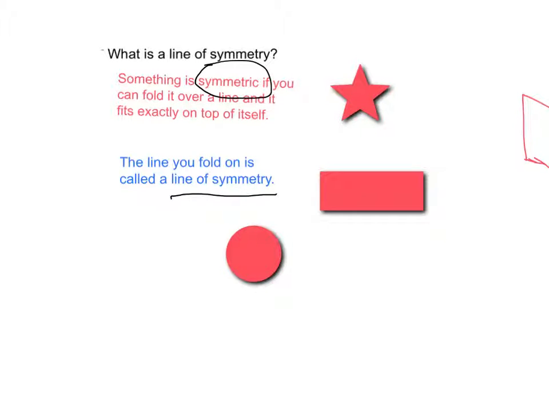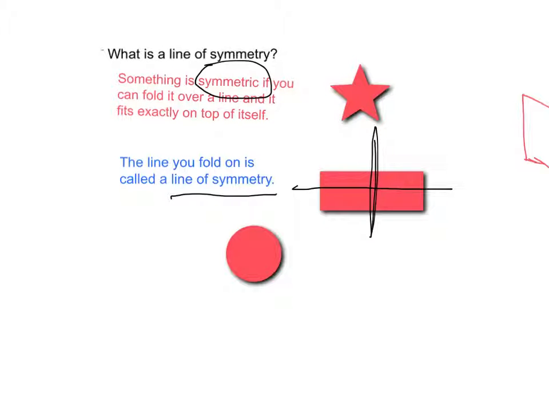When you're dealing with this and answering questions about it, you're thinking, is this shape symmetrical? Can I fold it over itself? Where would the line of symmetry be? The first example I want to talk about is this rectangle. If you put a line about halfway down, you should be able to fold it over this line and it will match up exactly. Along with that, straight across the middle, it would fold over on top of itself and you have another line of symmetry. So there'd be two there.